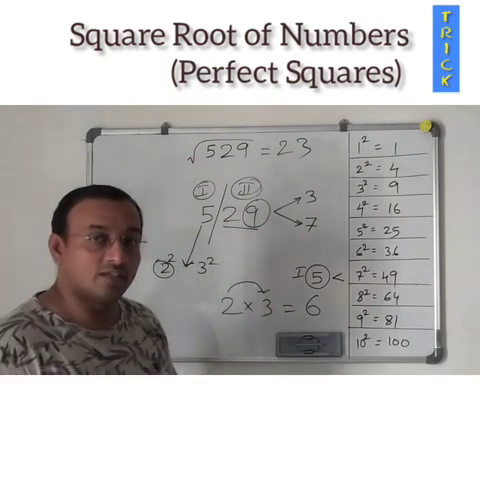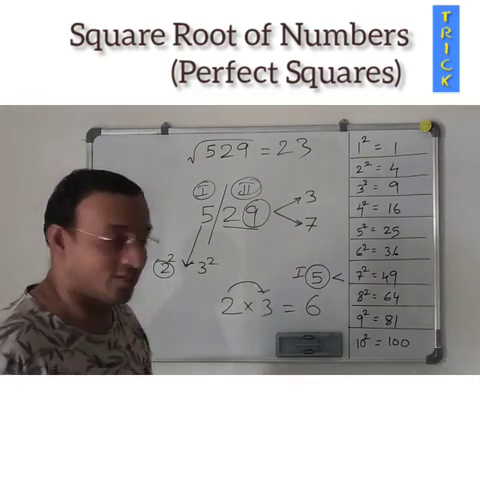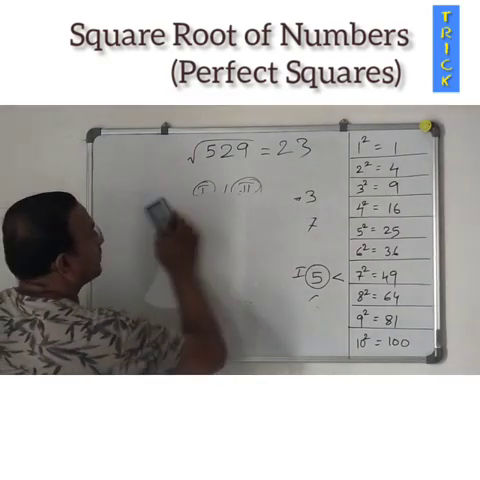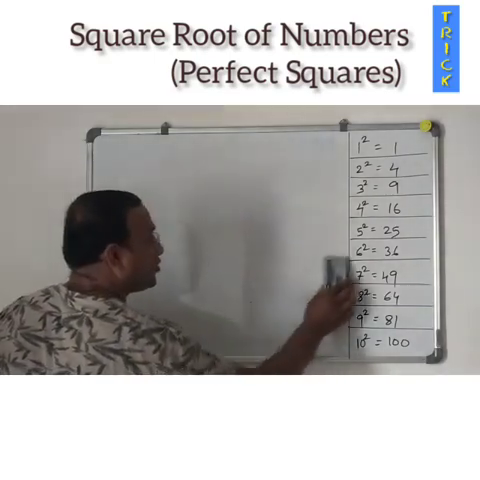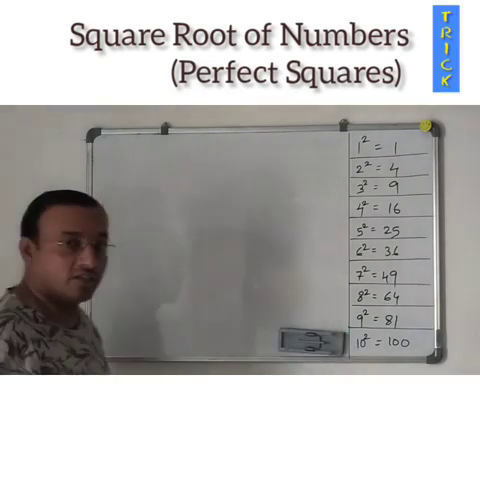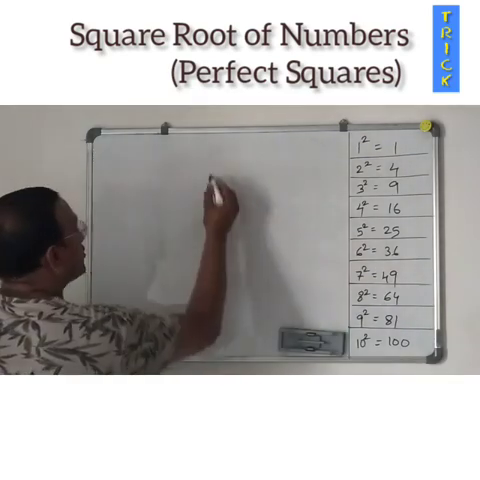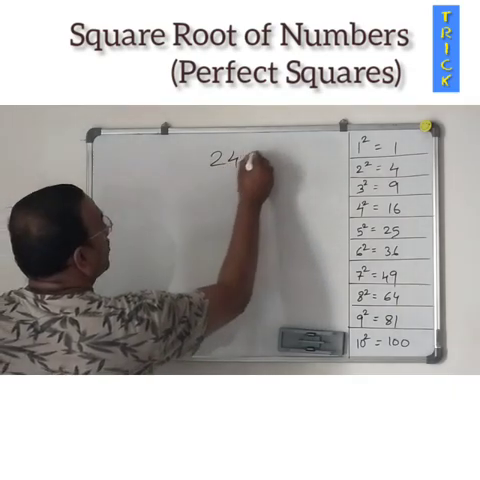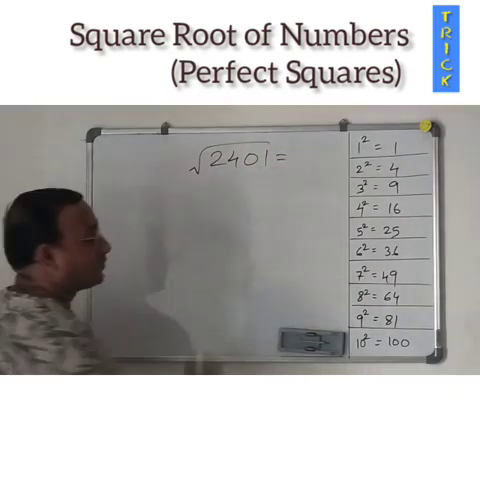Let us try one more example. Let us take a 4 digit number and try friends. By practice, you can do this just in 5 seconds, friends. Try with some more examples. First, listen to me. I am giving a 4 digit number. That is, let us take 2401. Let's find the square root of this, friends.